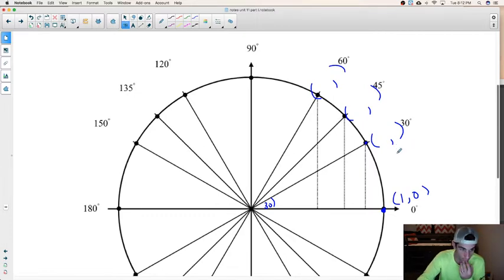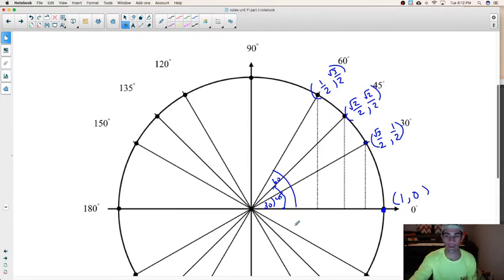So here we go. Starting at 30, I have radical 3 over 2, and then 1/2. Here I'm going to have radical 2 over 2, radical 2 over 2. And then over here we're going to have 1/2, then radical 3 over 2. This is 45, so that's the 45-45-90 triangle. Then this one here is 60, and that's your 30-60-90 triangle. If you had those memorized, it might be easier to figure out these points. If you just remember those points, then the rest of the circle is easy because you're repeating those points, just changing signs.